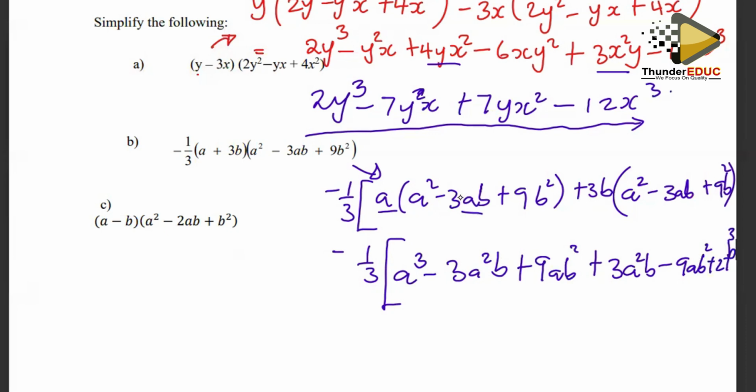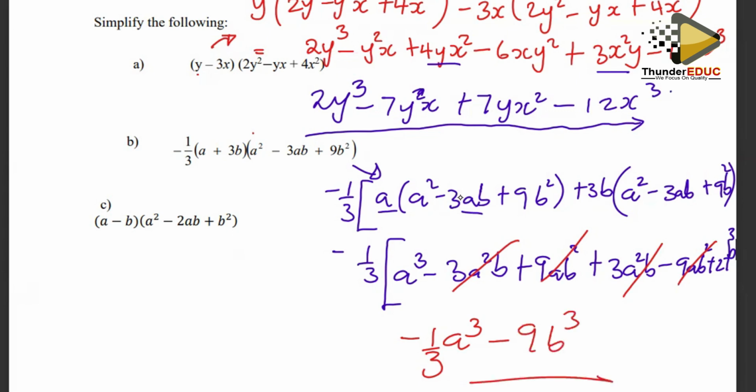Okay, then let's cancel things out if we can see anything that needs to be canceled. So this is going to cancel that. This is going to cancel that. Then I can open up with a negative sign. So it's going to be negative 1 over 3a cubed. And then this negative multiplied by that is going to give me a negative 9b cubed. So that gives us the final answer.